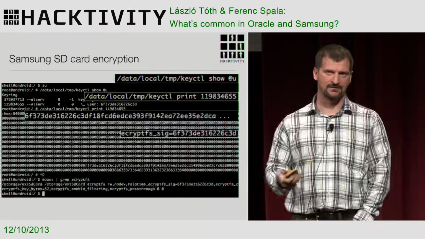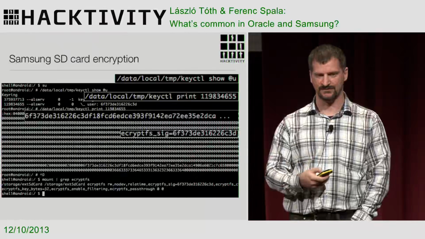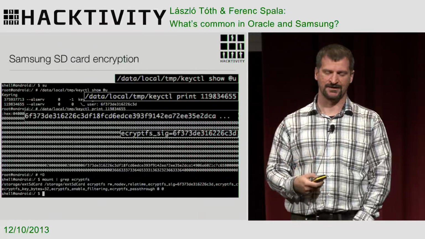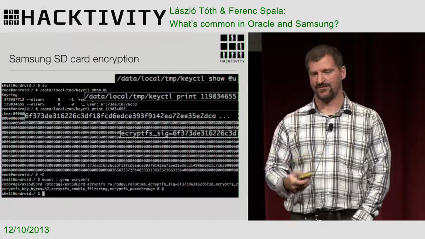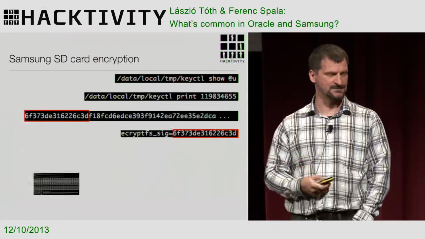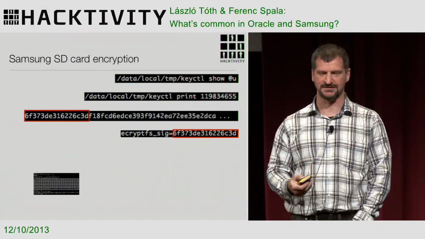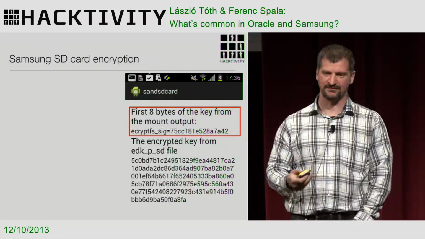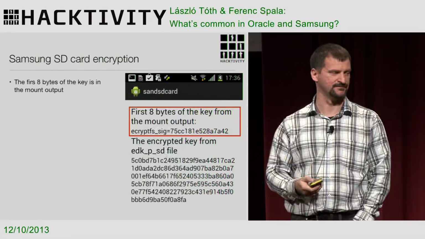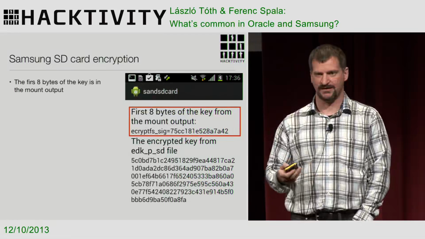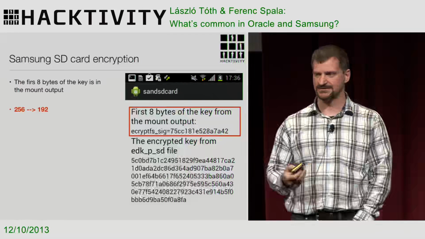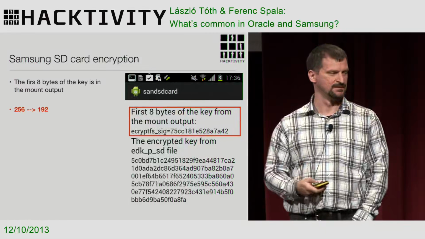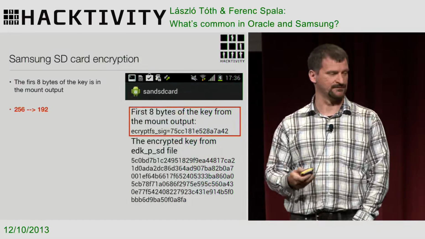Then we issue the mount command with normal user privileges, so without root privileges. The ecryptfs_sig mount parameter shows which key was used for mounting. On Samsung phones, this is the first 8 bytes of the clear text key. So a zero privileged app can get the first 8 bytes of the clear text encryption key, because everybody can run the mount command. It reduces the key length from 256 to 192. It's not a big thing, just a bit strange, because as I said, everybody can run the mount command.